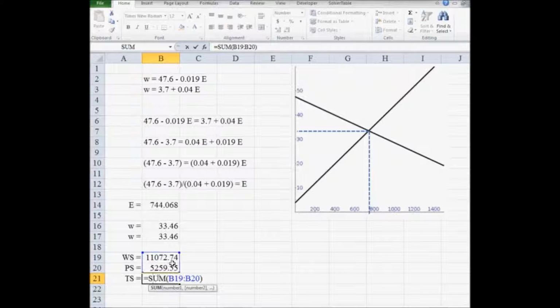Total surplus is just the sum of these two. So total surplus is this huge triangle, which equals $16,332.29.